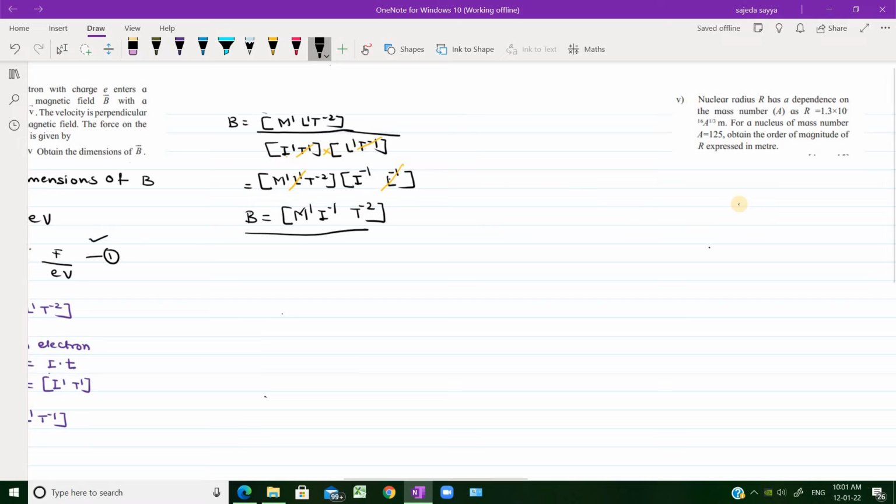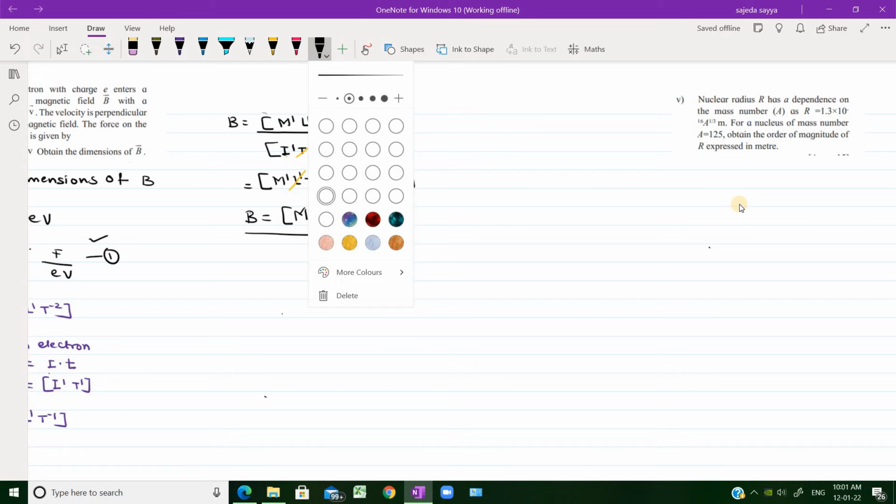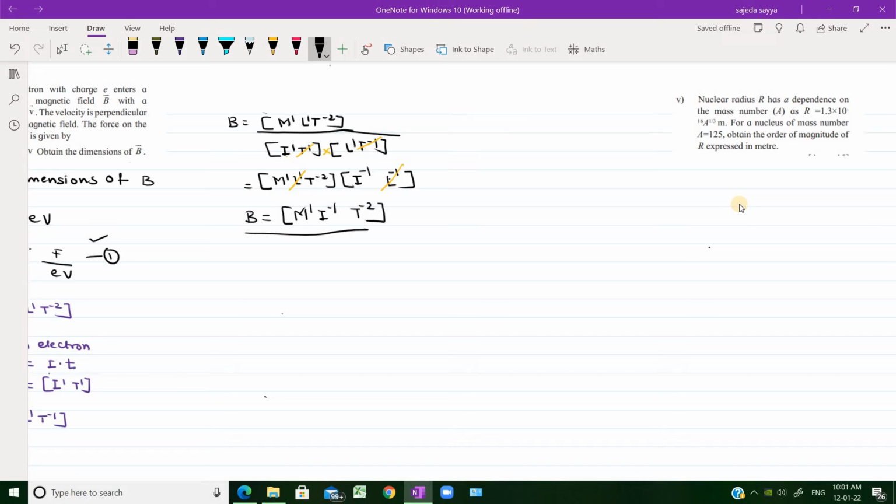Okay. Now let us read another problem. Nuclear radius r has a dependence on the mass number capital A as r is equal to 1.3 into 10 raised to minus 16 A raised to 1 by 3 meter. For a nucleus of mass number A equal to 125, obtain the order of magnitude of r expressed in meters. Therefore, the radius of the nucleus is given as r is equal to 1.3 into 10 raised to minus 16 meter into A raised to 1 by 3, where A given is 125.